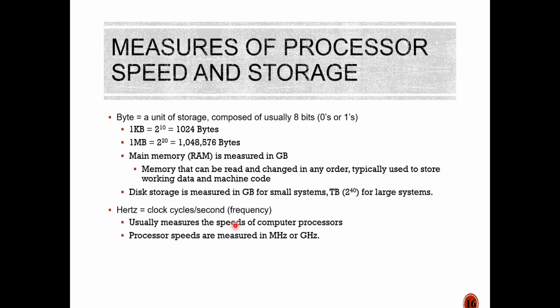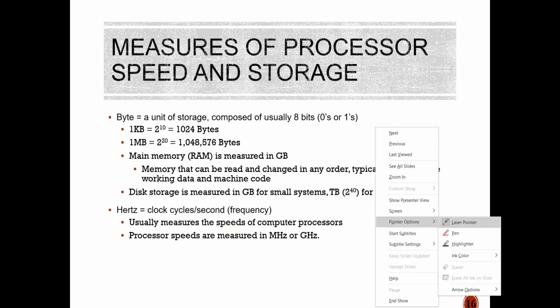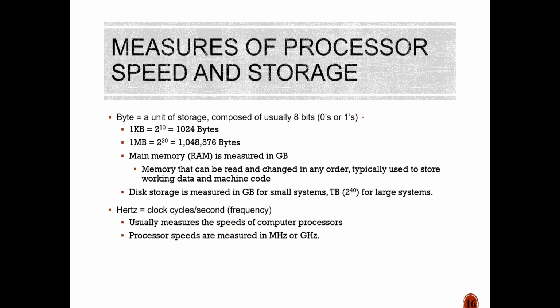So measures of processor speed and storage. A byte is a unit of storage, and it's usually composed of 8 bits, zeros or ones. A 0 is 1 bit, a 1 is 1 bit. So this is a byte: 0, 1, 1, 1, 0, 1, 1. So this is a byte right here.